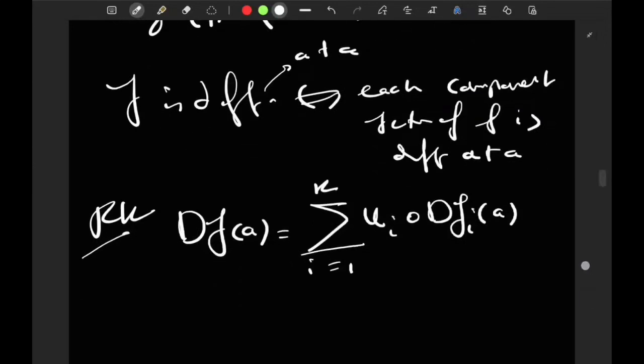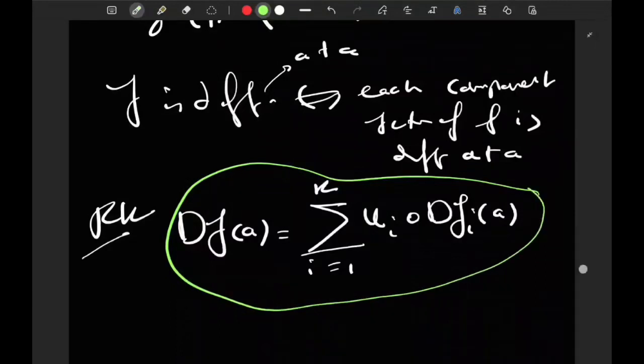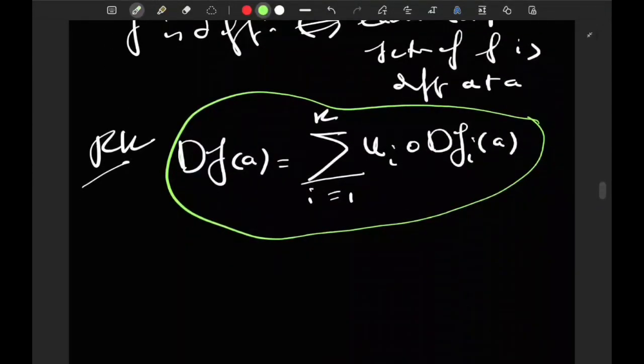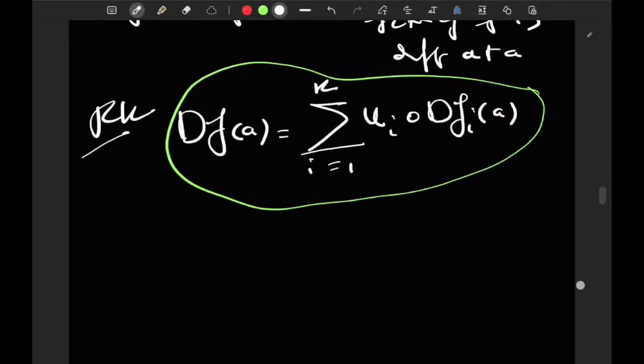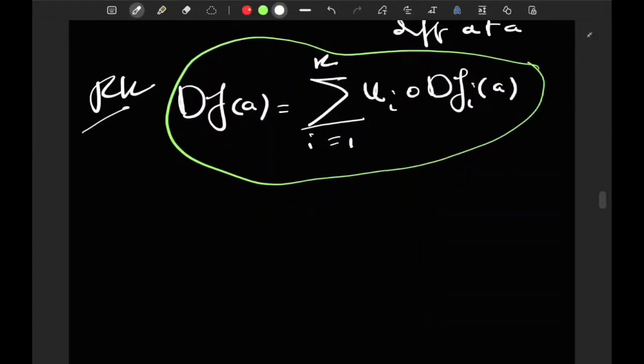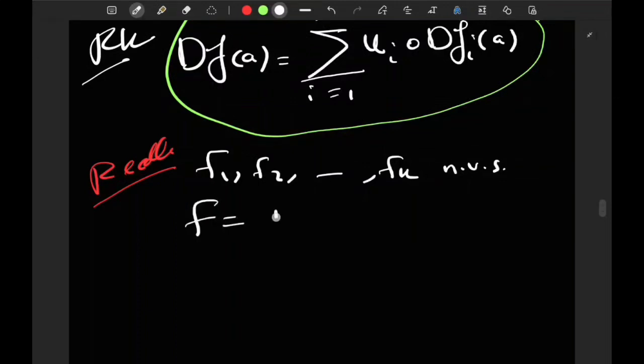And what does this sum mean? This sum, which is equal to df of A, is really what we would understand as the vector of derivatives in the usual Euclidean situations. Why? Because of the ui function. So let's recall the ui and the pi. What was the ui doing? We had some F1, F2 up to Fk, some given non-vector spaces, and we were considering F, the product of the Fi's from i equal 1 up to k.